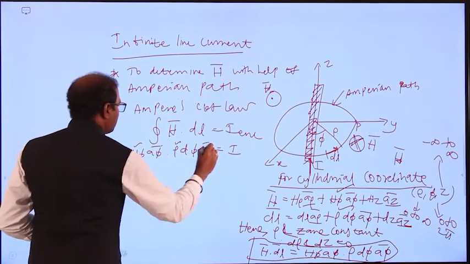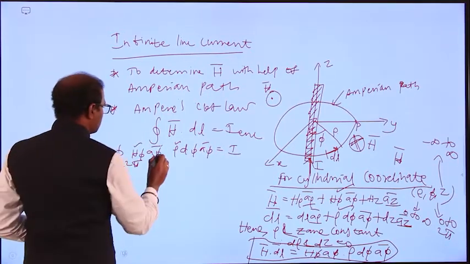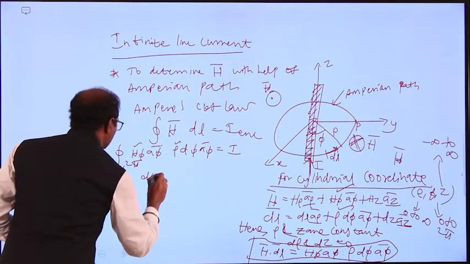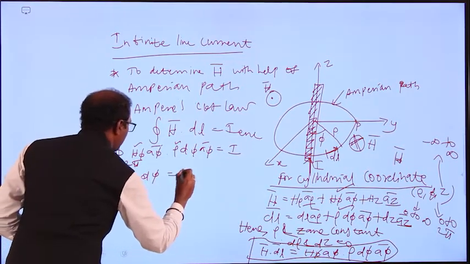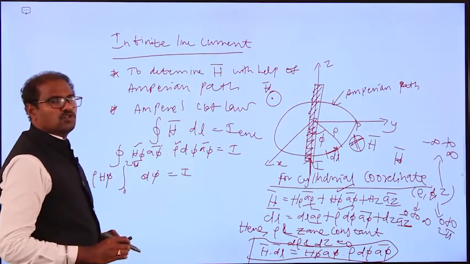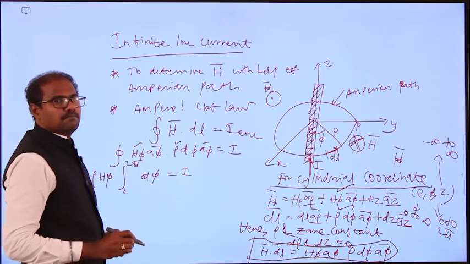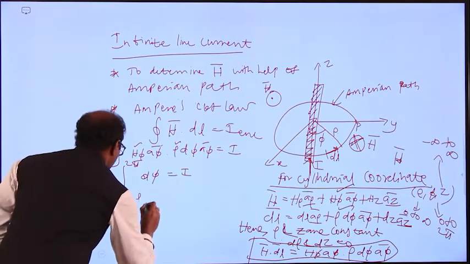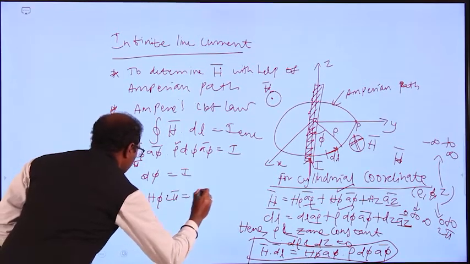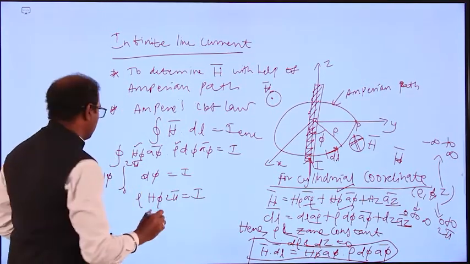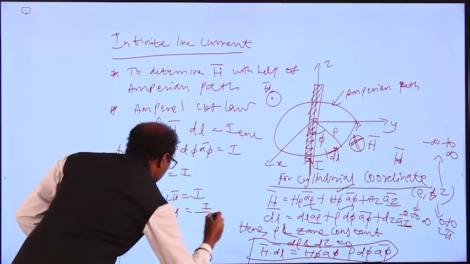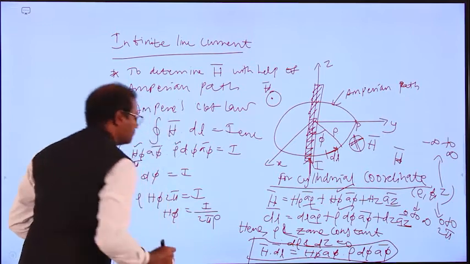So a phi dot a phi is 1. This dot product will be 1, so the remaining d phi is there. d phi equal to I. So take the integration, phi will come, 0 to 2 pi, so you'll get the 2 pi. So rho into H phi into 2 pi equals I. So finally we get H phi equal to I by 2 pi rho.